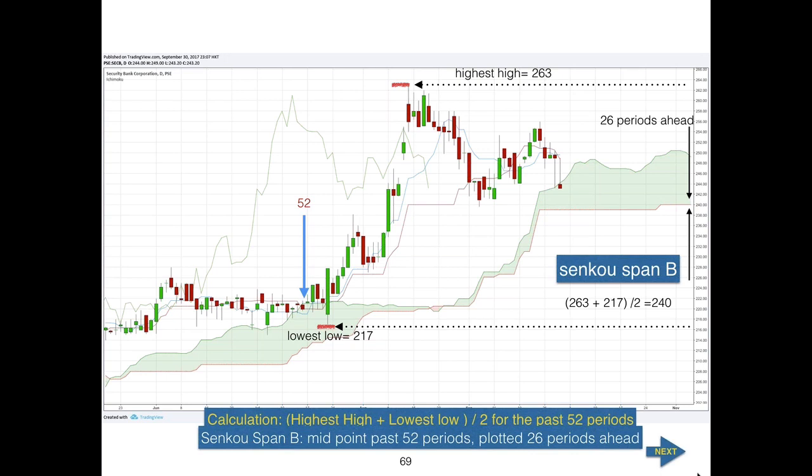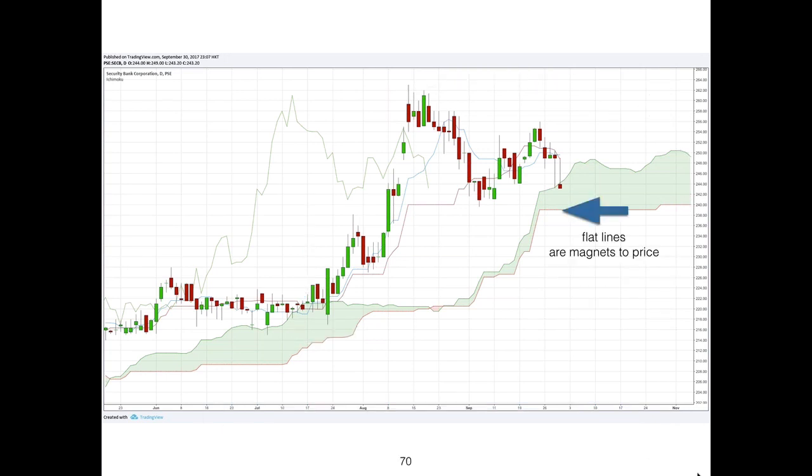Now, if price hasn't made a new high or a new low for the past 52 periods, then that will be depicted in the flattening out of the Senkou Span B. Since these flat Senkou Spans are strong supports and resistances, we know that prices will tend to return back to that level and use that as a reference. This is why we call that a magnet to prices.